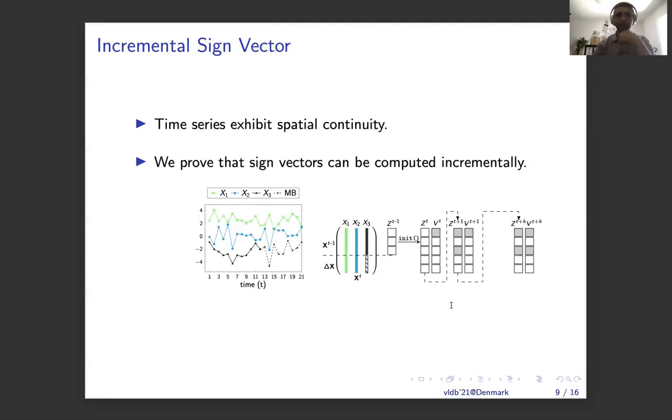In the second step, we take advantage of a second property of time series, which is the spatial continuity, which basically means that the time series that belong to the same field share some similarity. And this property allows us to define a new vector, which is called V, a weight vector. And using this vector, we are able to incrementally compute the sign vector. So Z T plus 1 could be computed directly from Z T without referring to the input matrix.